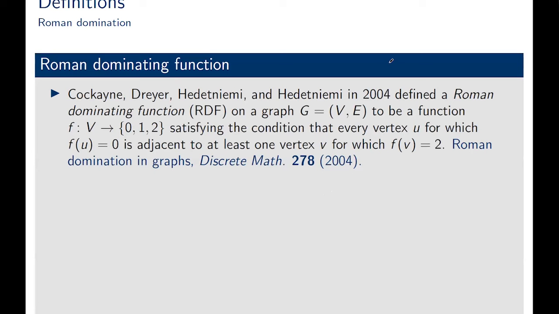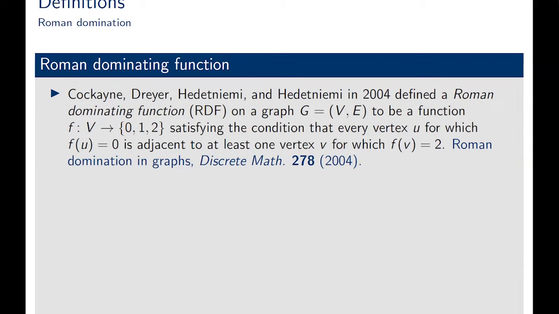Okay. So what is a Roman domination? It was defined nearly 20 years ago by some guys from the United States, Cockayne, Dreyer, and Hedetniemi. They first defined a Roman dominating function to be a function that assigns a number 0, 1, or 2 to every vertex of a graph, in such a way that every vertex u for which 0 is assigned is adjacent to at least one vertex for which 2 is assigned. Note that this condition doesn't say anything about vertices with 1s.